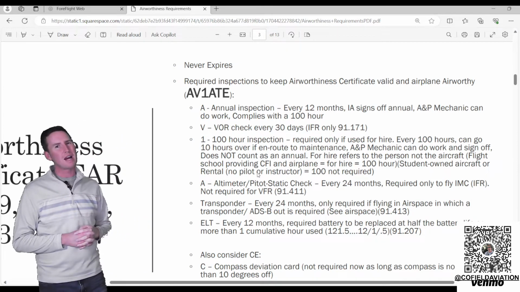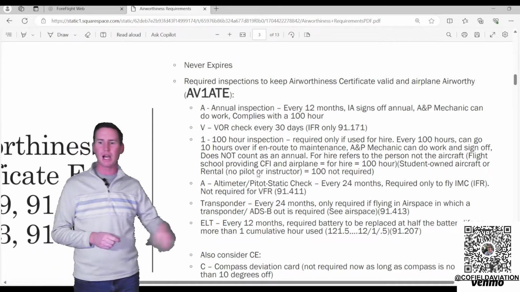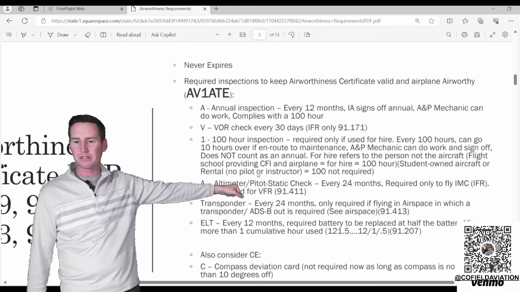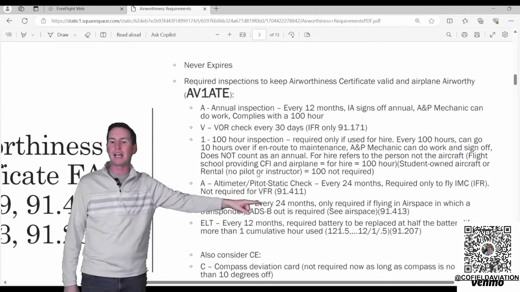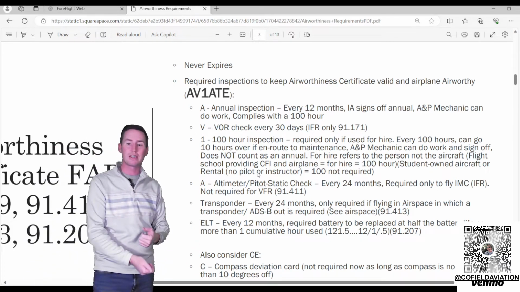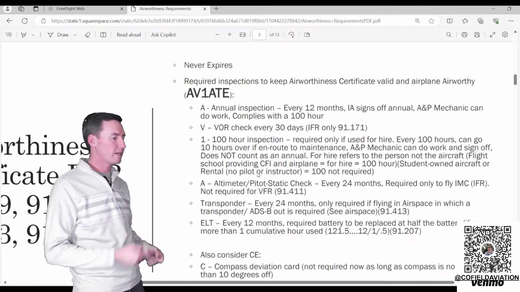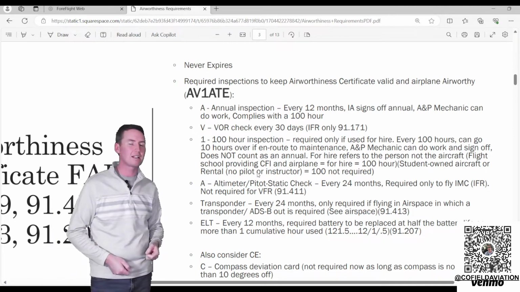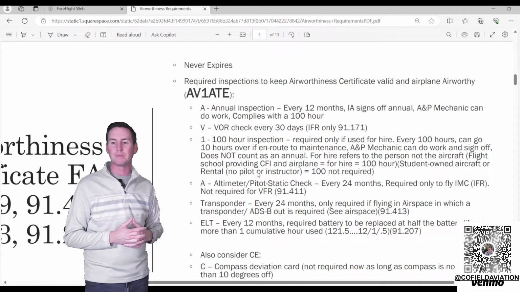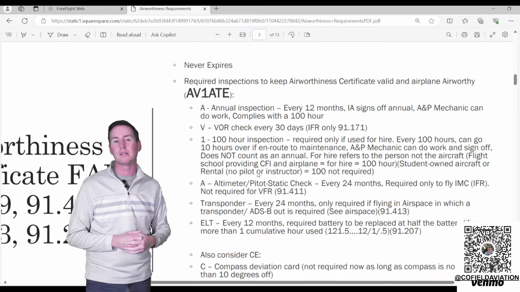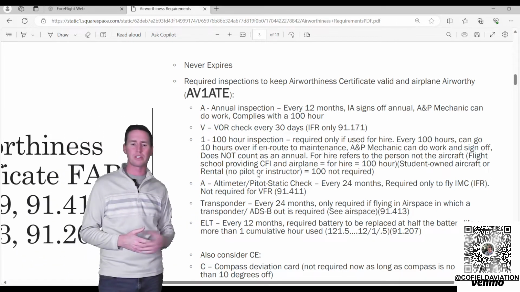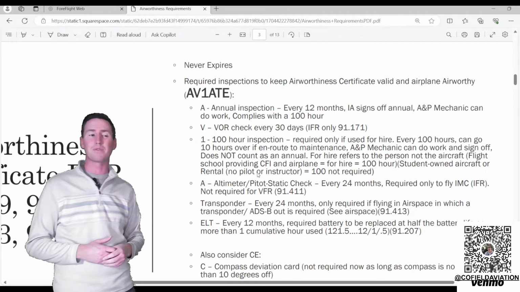So for hire, let's talk about this for just a second. For hire refers to the person, not the aircraft. All right, so a flight school providing the CFI and the airplane means it's for hire. So if you're writing one check for the airplane and the pilot, that would be for hire. A 100-hour would be required. A flight instructor providing flight instruction in his own aircraft would mean for hire.